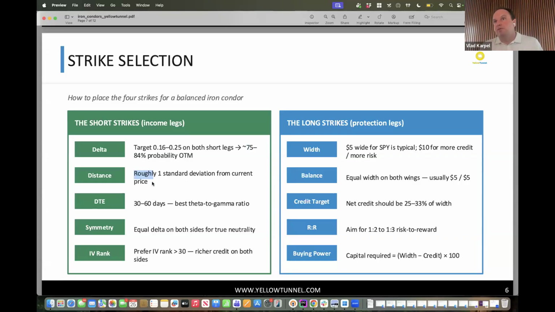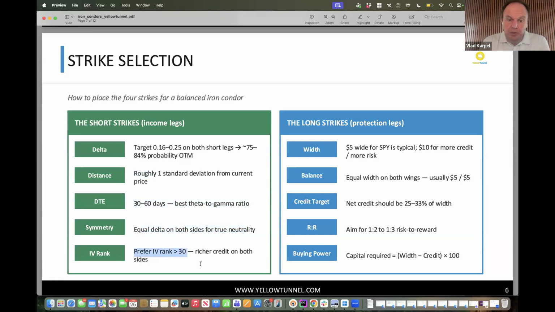Right now, the market is trading between the 50-day moving average and the all-time high. There's a lot of open interest at the all-time high, 760, and the 50-day moving average is, let's say, roughly 730. So it will trade somewhere between 730 and 760 right now. Days to expiration, theta to gamma ratio, 30 to 60 days. That's the classical example. Symmetry, equal delta on both sides. If they're not equal, then you have more risk on one side versus the other.